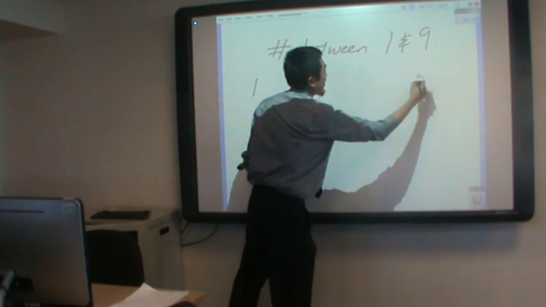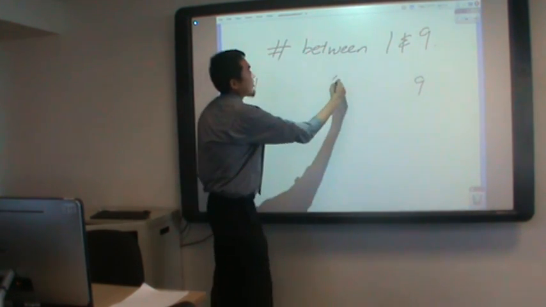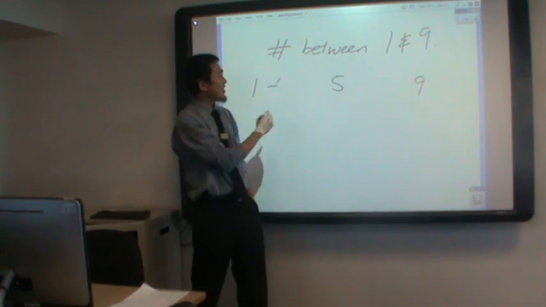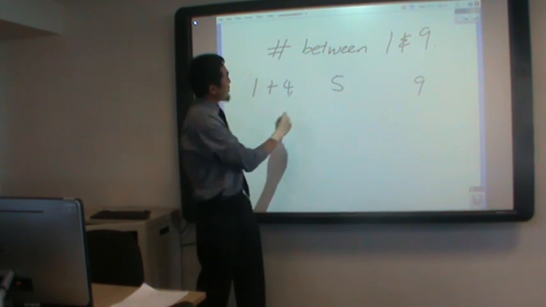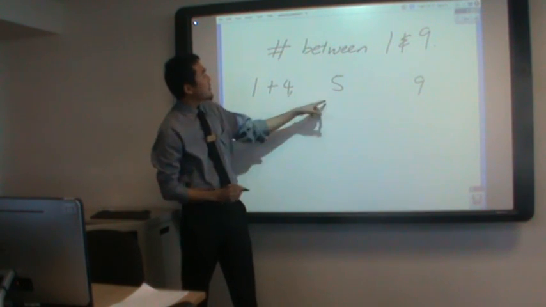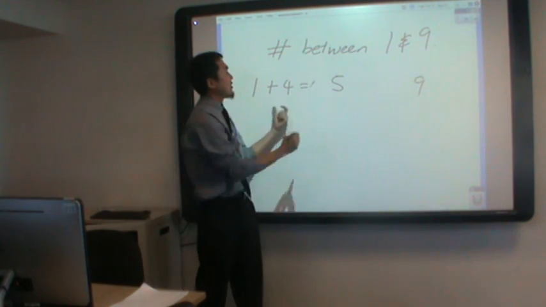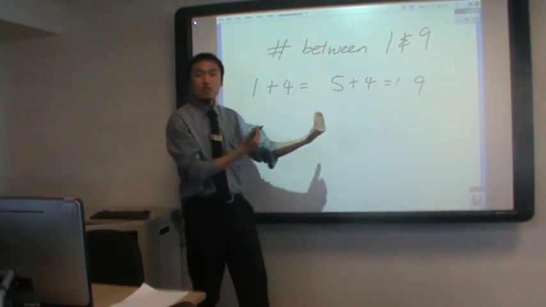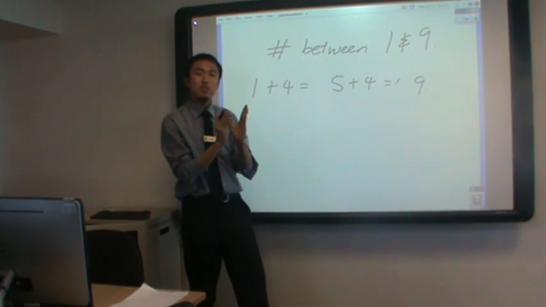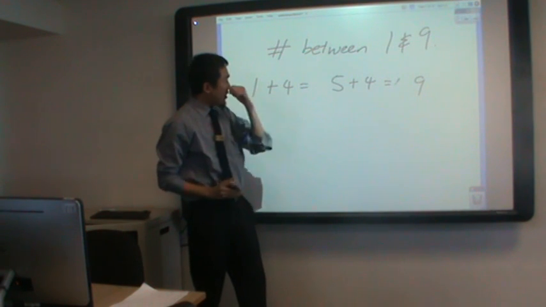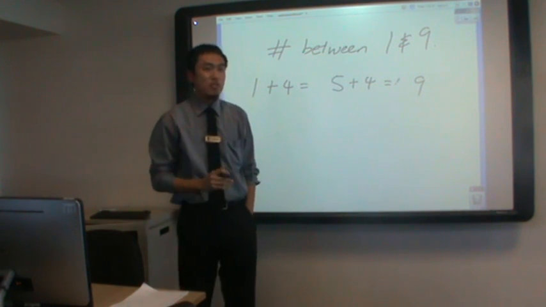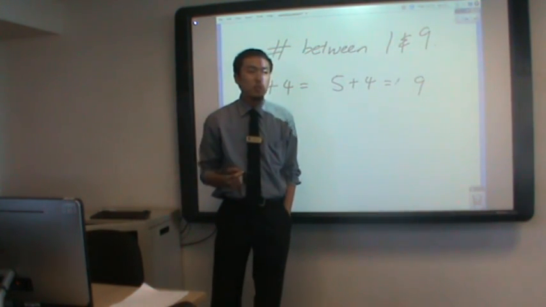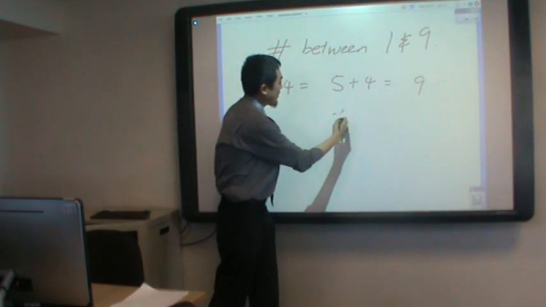Most people will say 5 because 1 plus 4 equals 5, and then 5 plus 4 equals 9. That's why they picked that middle number. But there's actually a few tribes in Papua New Guinea and a few tribes in South America which say the answer is 3.